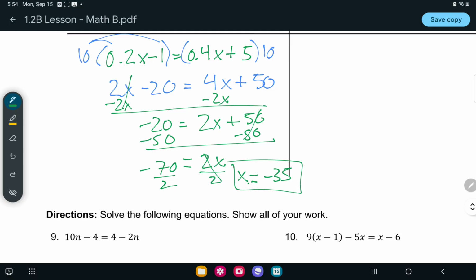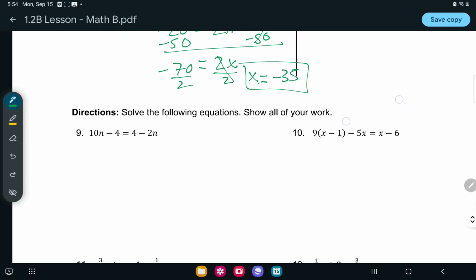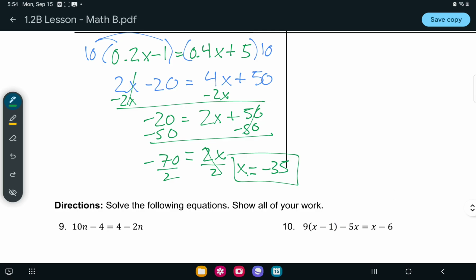So for the next problems, 9 through 14, I want you to pause the video here, and I'm going to give you about 15 minutes, maybe closer to 12, to go ahead and work through these. You can work quietly with your table partner. Just make sure that you're focused.